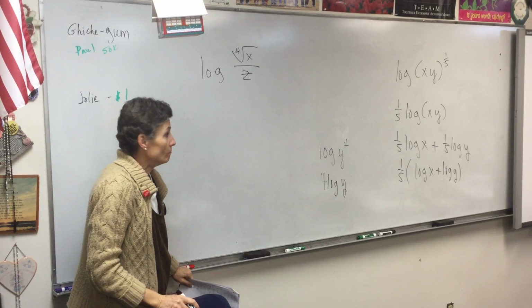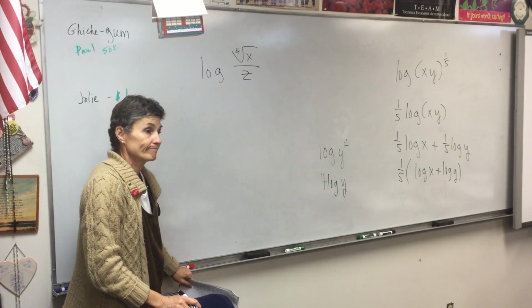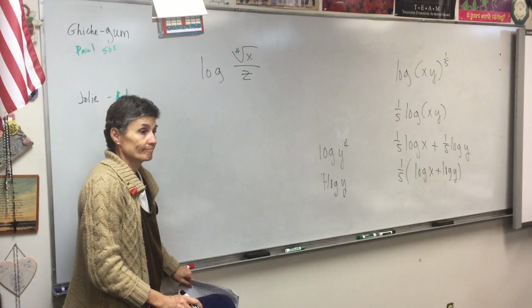Like the second step right there where it says 1/5 log xy, if we write it as 1/5 log, we put parentheses around x plus 1/5 log parentheses on y, is that different?